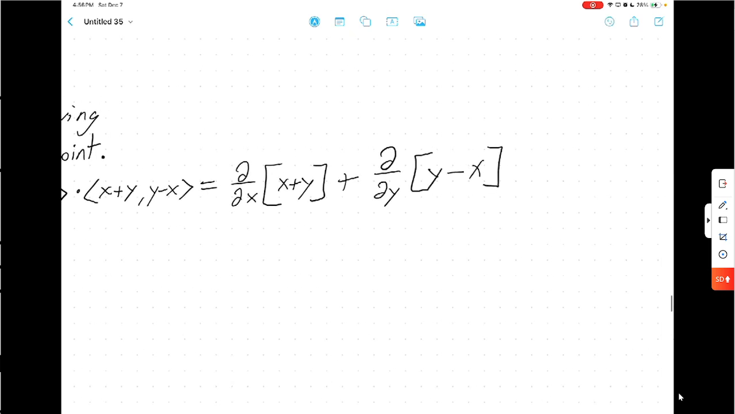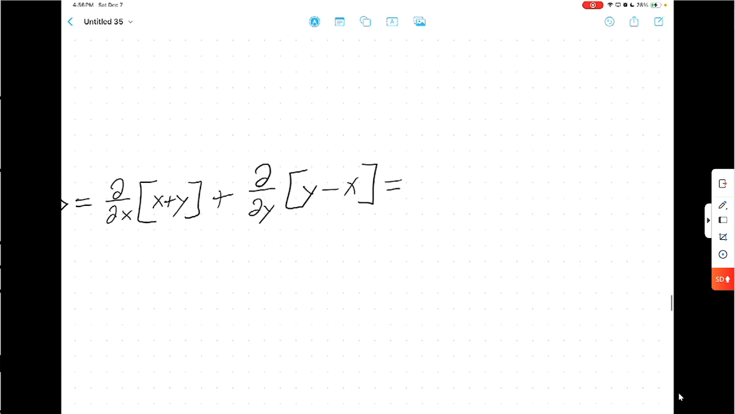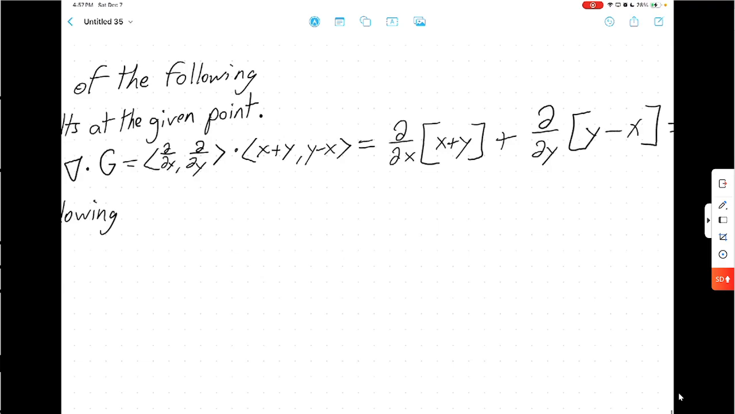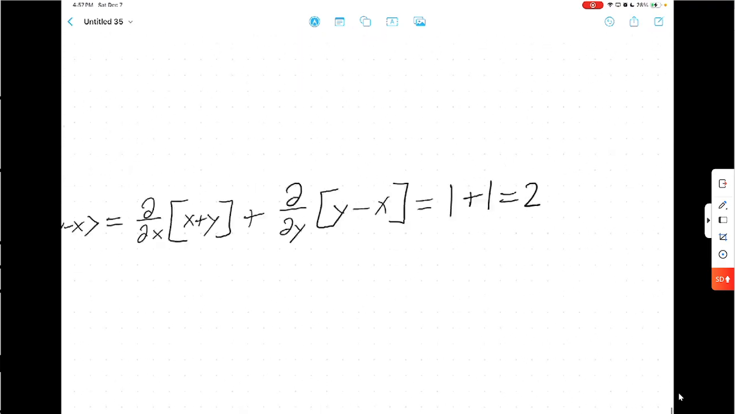The partial with respect to x of x plus y is 1. The partial of y minus x with respect to y is also 1. And we just add those two together. Okay.